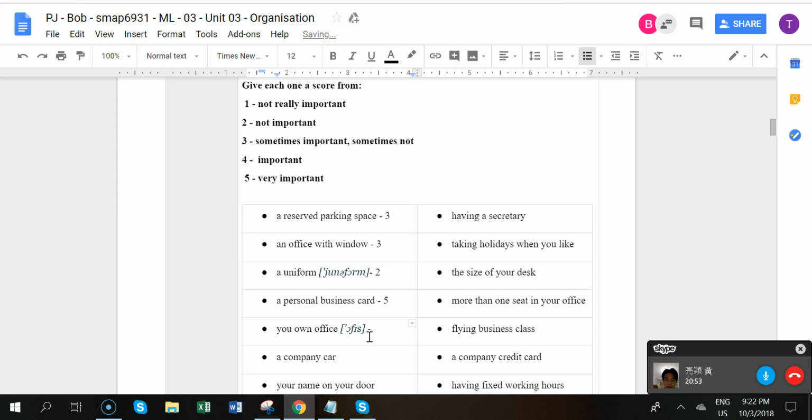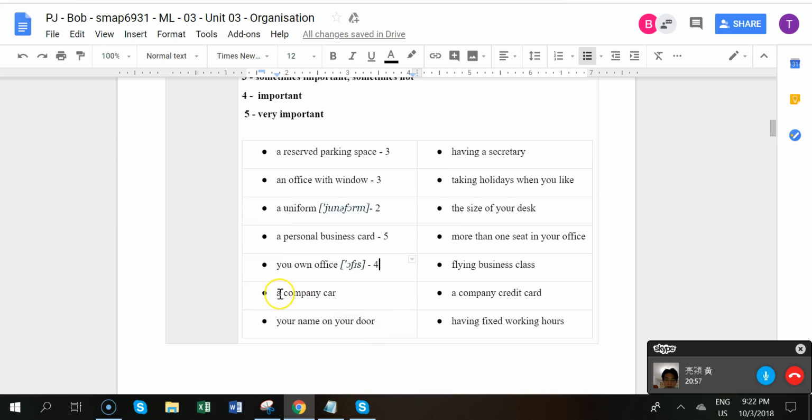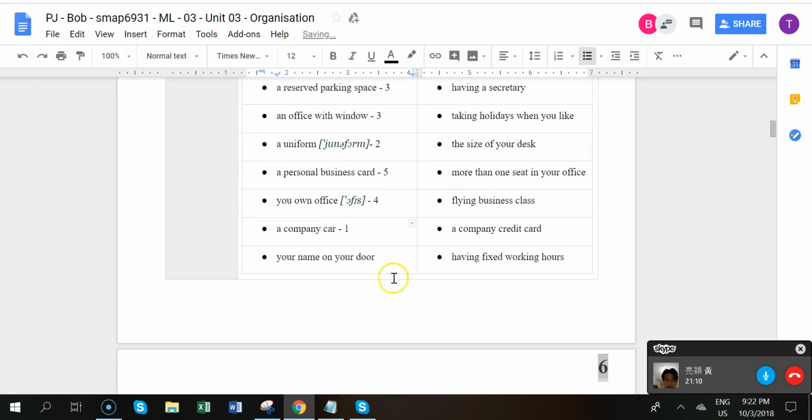Okay, 4. How about a company car? Is that really important? Company car. Yes. 2. Okay, I don't think it's really important. There is 1. Okay, 1. Not really important.